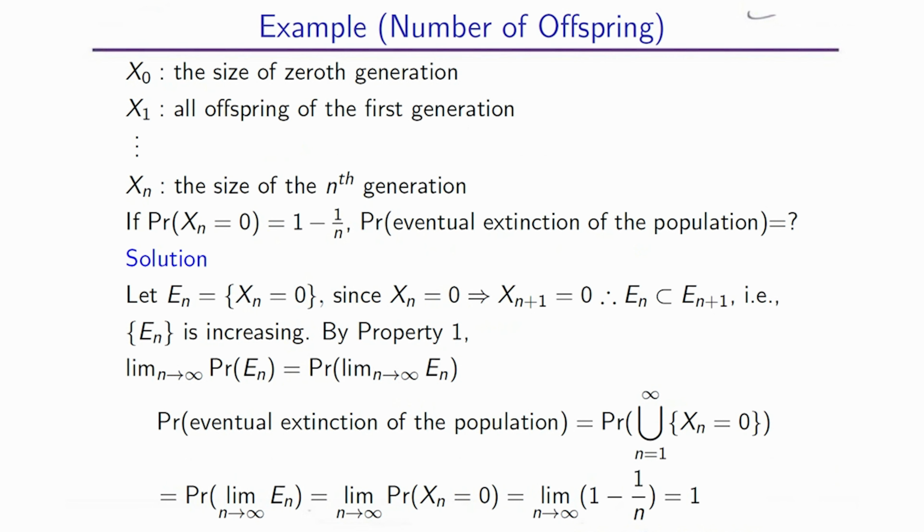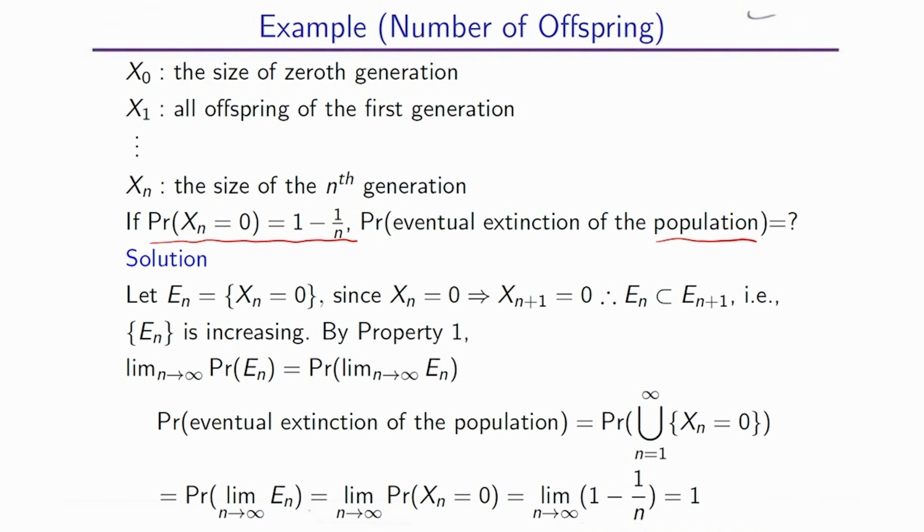Now I give you an example about the application of this property. Suppose we have a sequence of random variables X_0, X_1, up to X_n. Let X_0 represent the size of the zeroth generation, X_1 represent the offspring of the first generation, and X_n represent the size of the nth generation. We want to know the probability that eventually the population will become extinct, meaning that we will have zero offspring. We assume that the probability of X_n equal to zero, meaning that in the nth generation the size of offspring is equal to zero, is equal to 1 minus 1 over n.